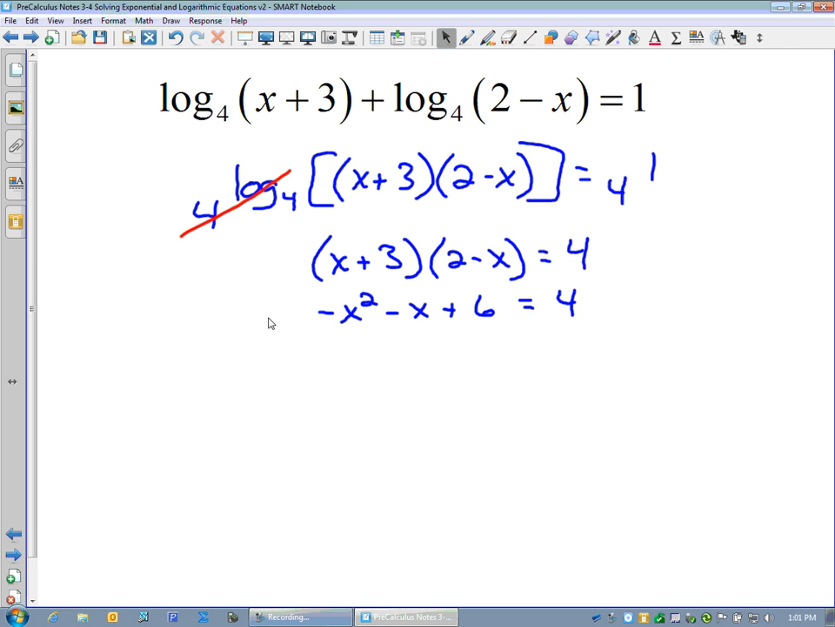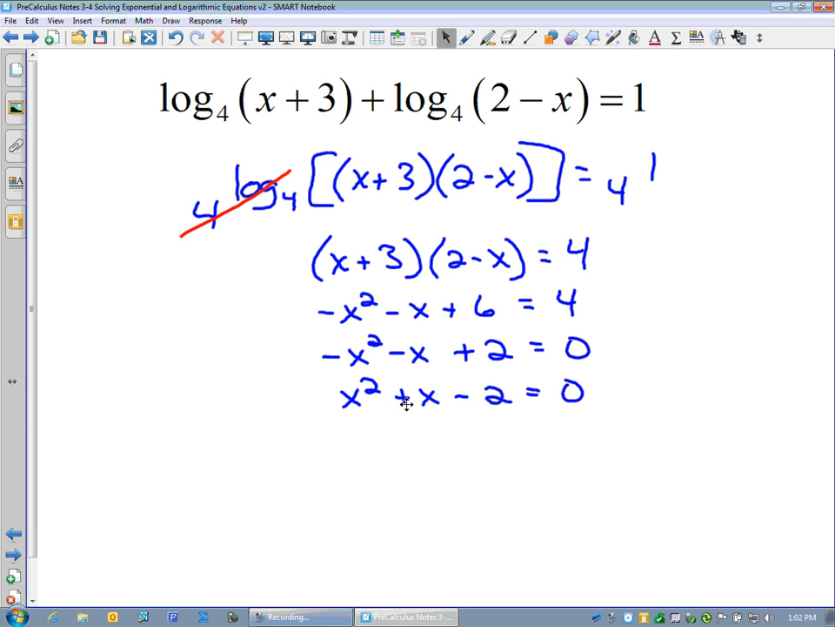This is a quadratic equation, so our first attack should be set it equal to 0 and factor, if you can. And if we subtract 4 from both sides, I get this is now set equal to 0, but I have a negative leading coefficient. You can factor with a negative leading coefficient. Personally, I don't like to do it. Sometimes I find it confusing, so I just like to go ahead and multiply through by -1, which gives me this line. And now it's much easier to factor without any hassle.